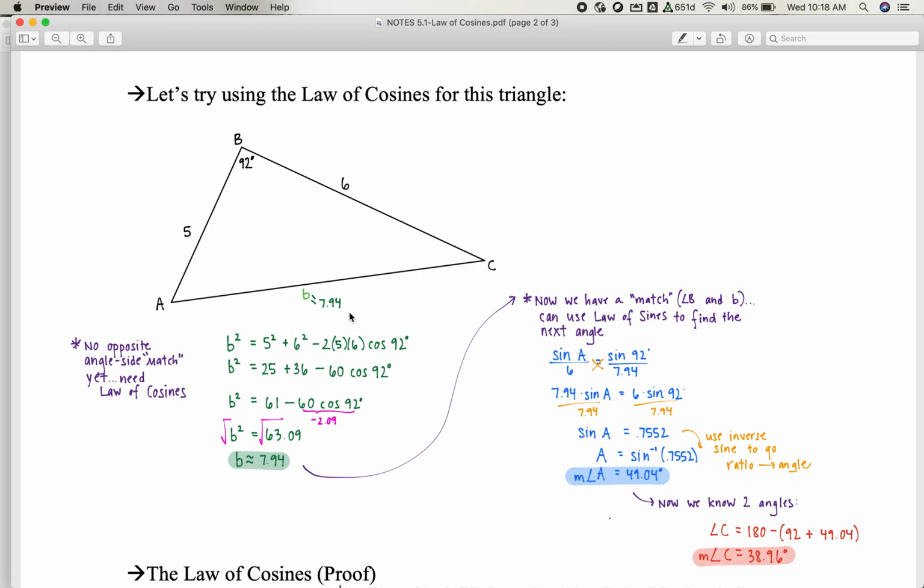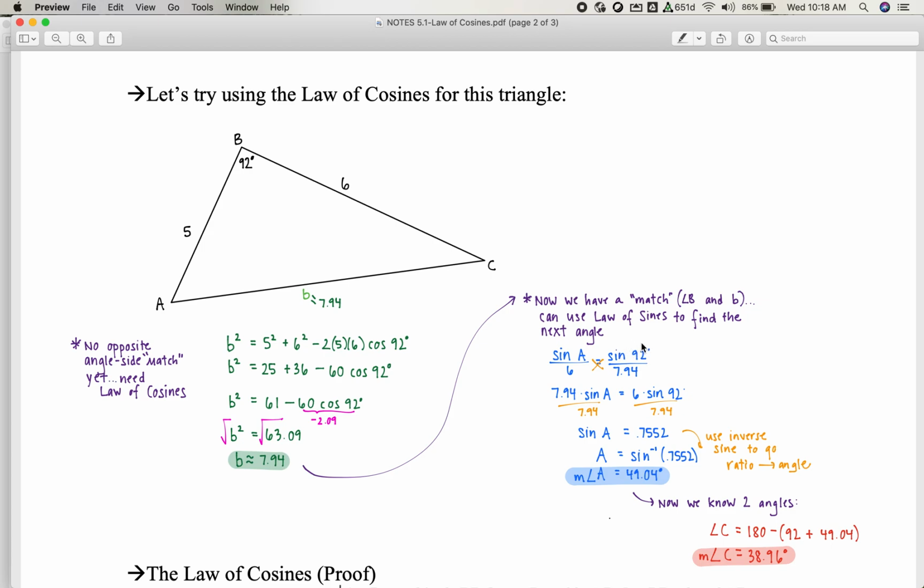Now here's the good news. Now that I know that this is 7.94, I do have a match now. So you're never going to need to use law of cosines twice. It is a slightly more complicated looking formula, but you only ever need to use it once. Now we have a match, and so now we can finish finding the other angles in this problem by using law of sines.